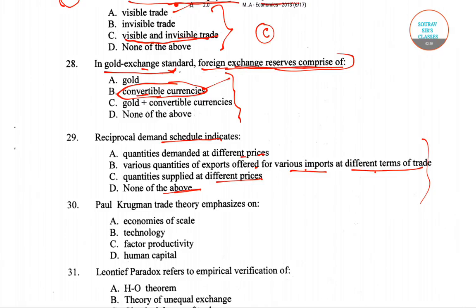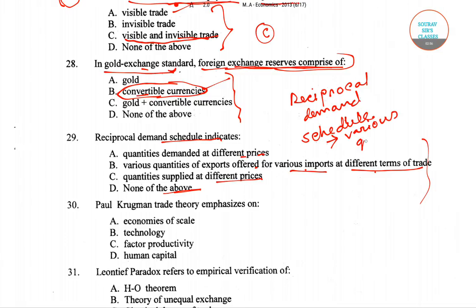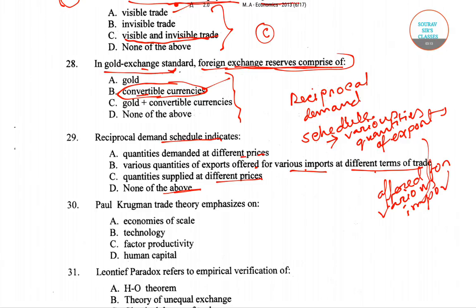So reciprocal demand schedule means what? Reciprocal demand schedule means various quantities of export offered for various imports at different terms of trade.